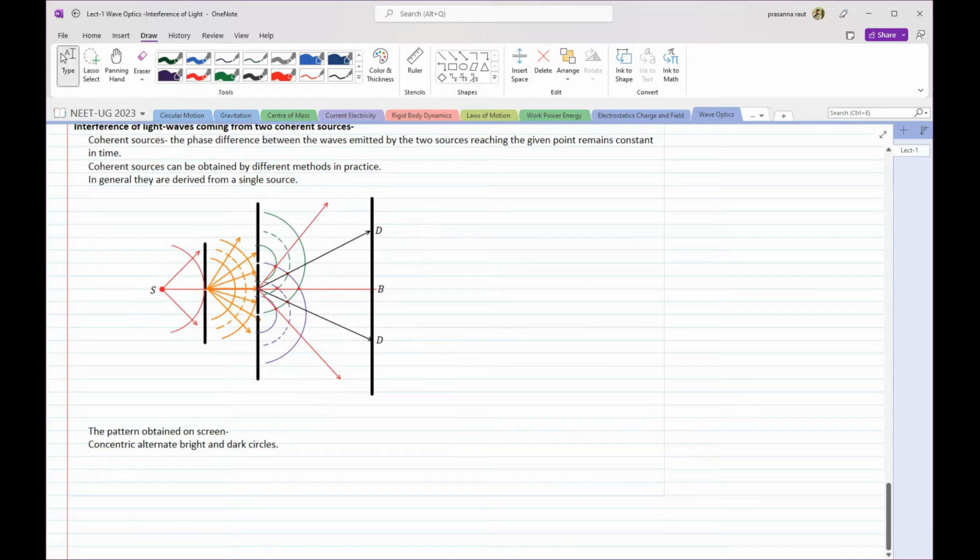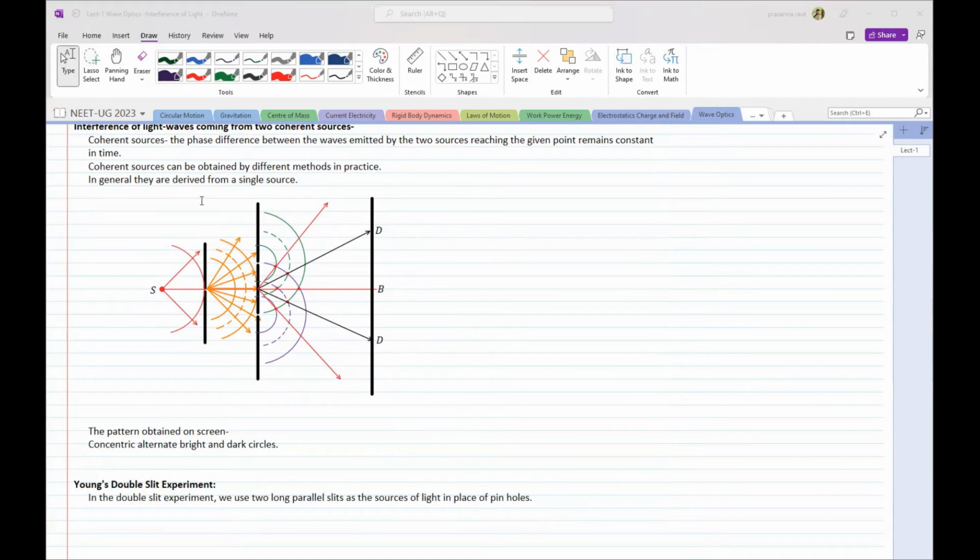Now in Young's double slit experiment, what Thomas Young did is slightly different. What he did, instead of using spherical wavefronts, he used two long parallel slits, okay, as source in place of, अभी आपको मैंने background बता दिया. So in double slit experiment, we use two long parallel slits as source of light in place of pinholes. Okay. Now what happens?